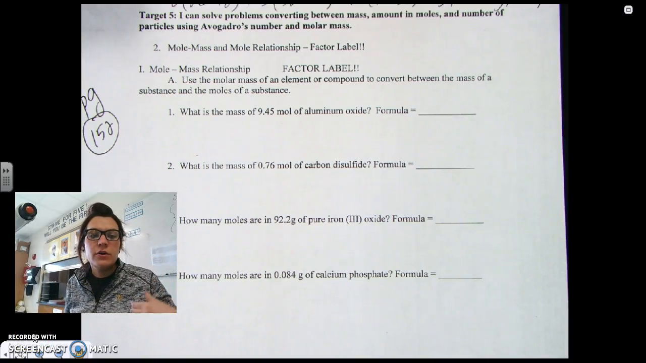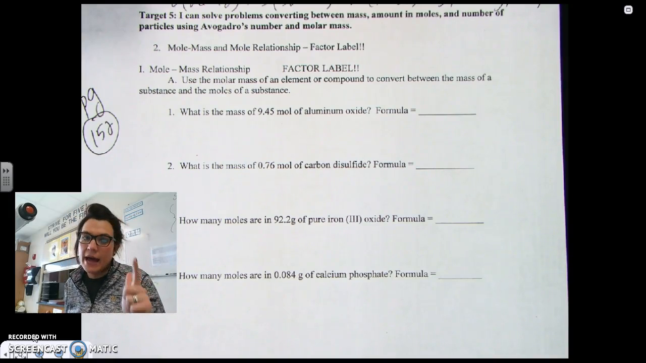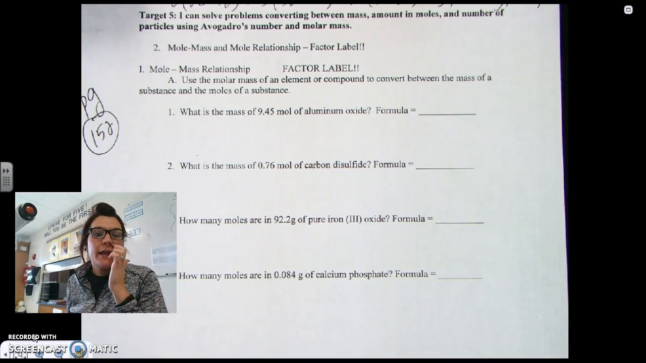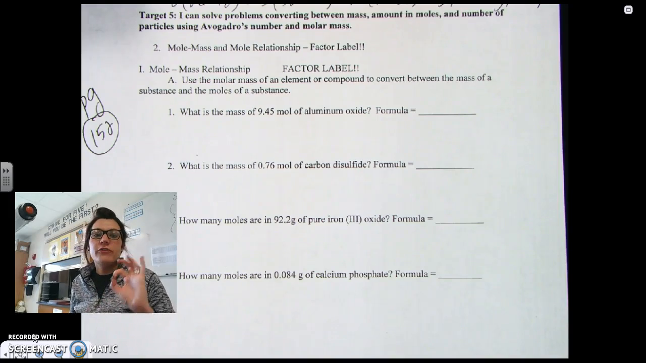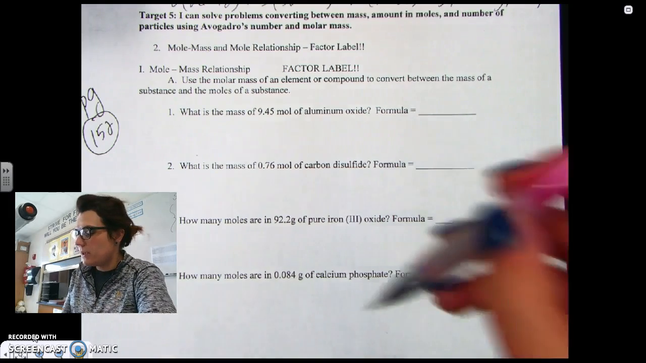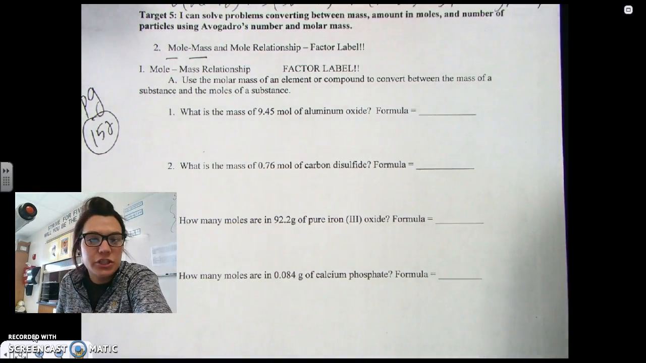Okay, now that I know how to set up a factor labeling problem, calculate molar mass for an atom and a molecule, now we're going to talk about how we use that molar mass in a conversion. So we're going to talk about two new conversions and two new factor labeling procedures today during this video. Okay, the first one is going to be the mole mass relationship.